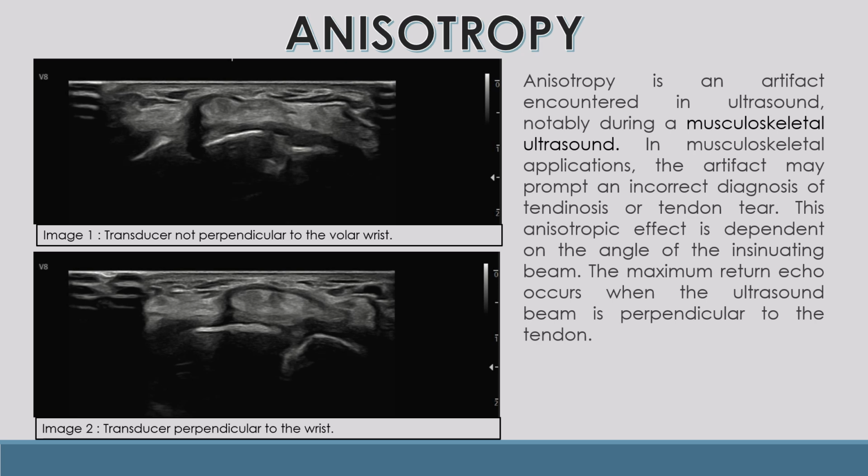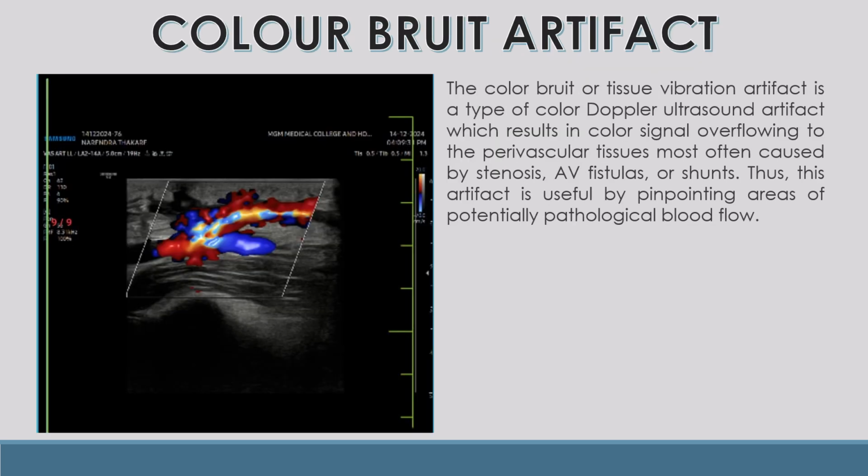As we can see in the first image, anisotropy is seen when the transducer is not perpendicular to the volar wrist, and it can be corrected by keeping the transducer perpendicular to the volar wrist as seen in the second image.